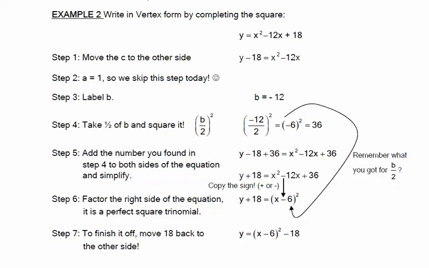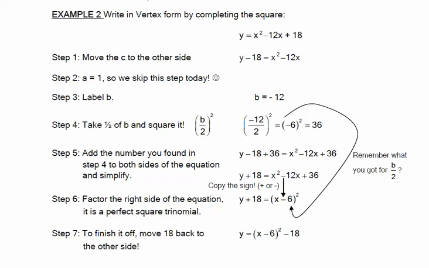Okay, so when I look at example 2, step 1 is I'm going to move that 18 to the other side. And I try to write the steps on the left and show you the math on the right. So here, A was 1, so I just skipped that step. So I no longer have to worry about that. Then I go down. B is negative 12. So I take negative 12, I divide by 2, and I square it. And I get negative 6 squared, which is positive 36. I add positive 36 to both sides of the equation.